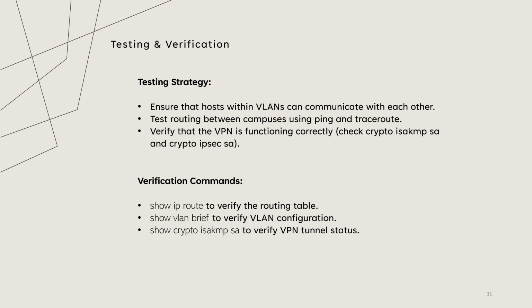So slide 11, testing and verification. Finally, testing and verification are crucial to ensure that everything is functioning as expected. We will test communication within VLANs and between campuses using tools like ping and traceroute. Also, commands such as show ip route and show crypto isakmp sa will be used to verify the routing table and VPN tunnel status. Through testing, we'll ensure that the network is secure, efficient, and scalable.